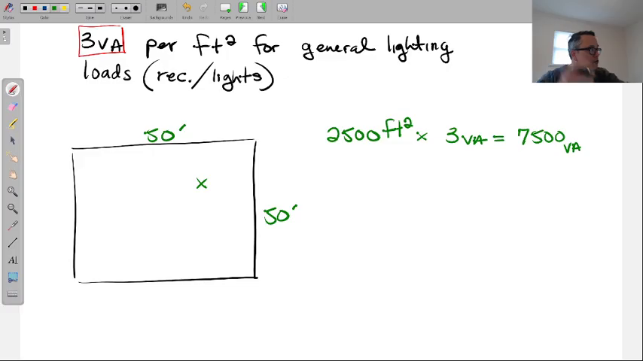So that means all of your general purpose outlets around this house, when people start to plug things into them, they'll be covered up to 7,500 VA. It takes a lot to get there if you're just plugging in lights and TVs and stuff like that, so that's plenty. But then how do we get from there to breakers?